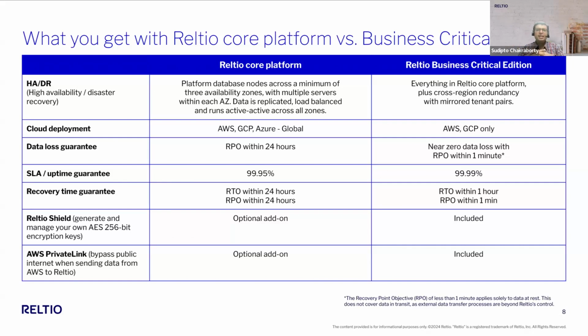Business critical edition is essentially our core platform plus a bundle of enhanced capabilities like cross-region DR, near zero RPO, RTO, higher uptime guarantee, and security features like Shield and Private Link, all included. It is tailored for no downtime, no data loss requirements. The trade-off is that today it is offered only on AWS and GCP as a premium service, but we don't have it available yet in Azure, but we are actively working on it.